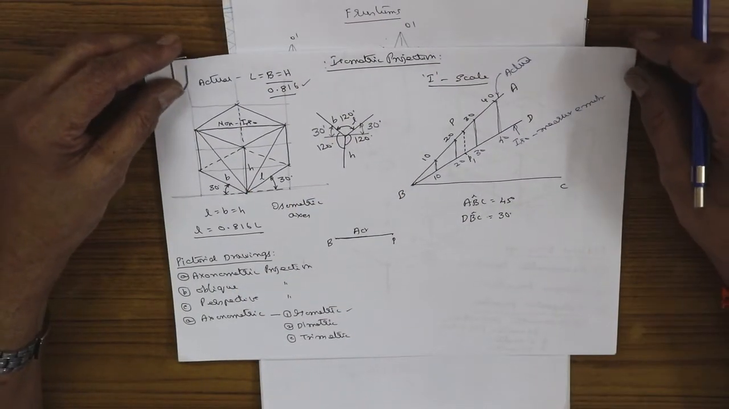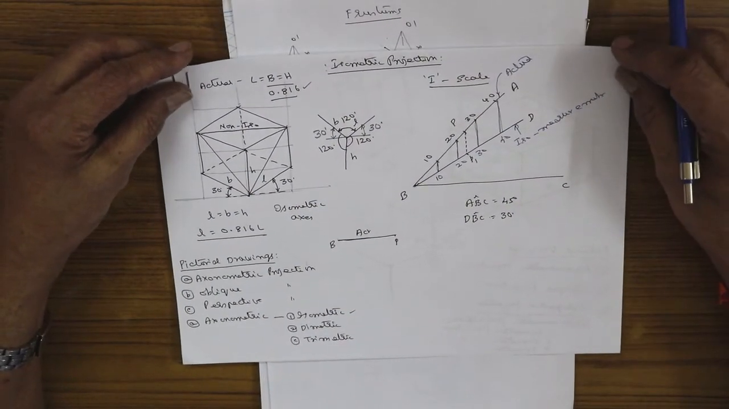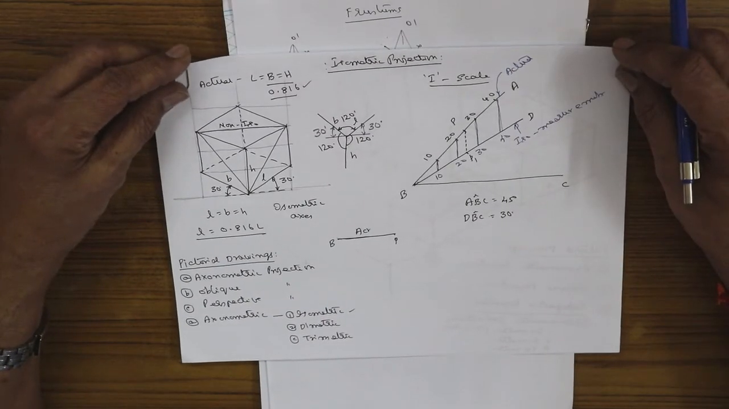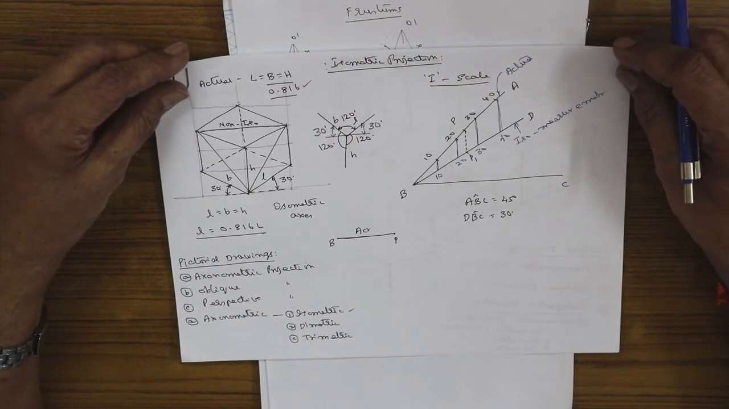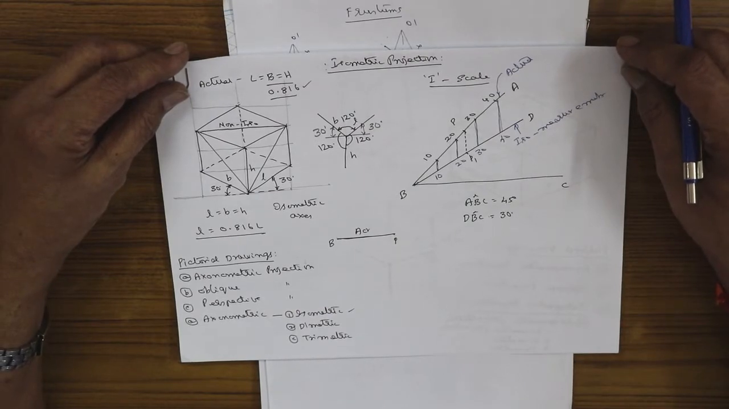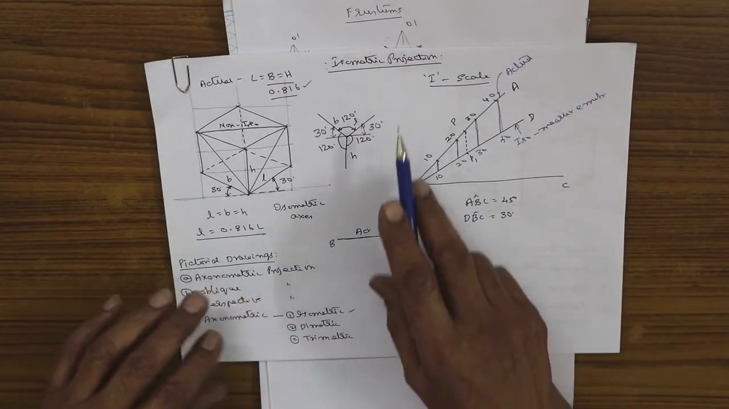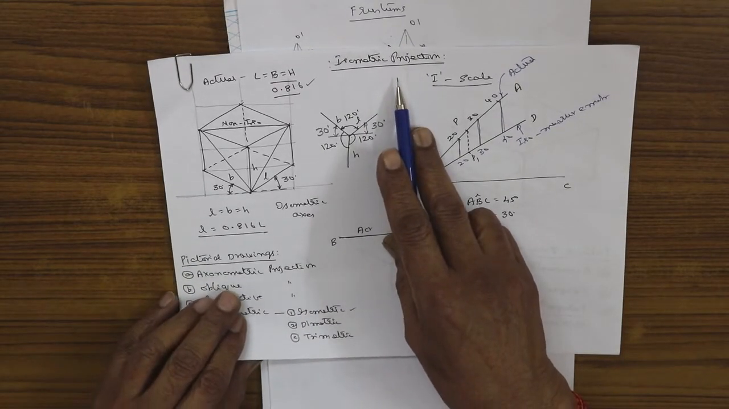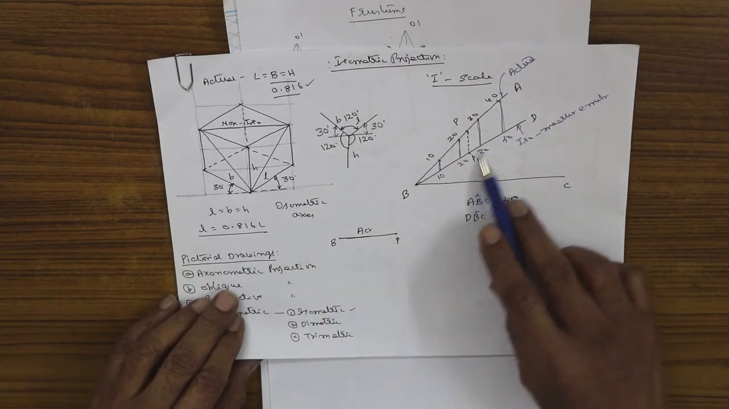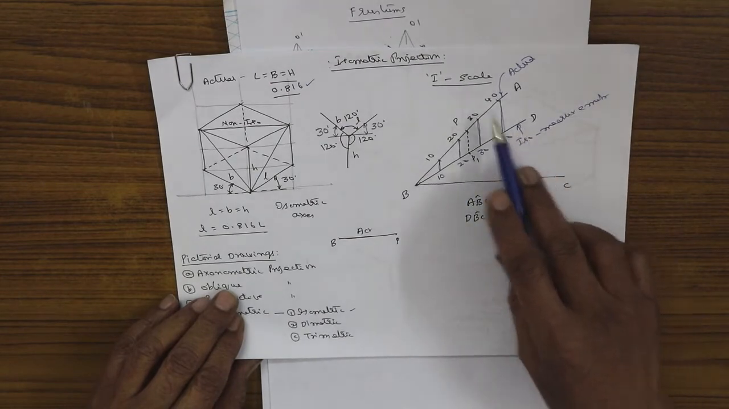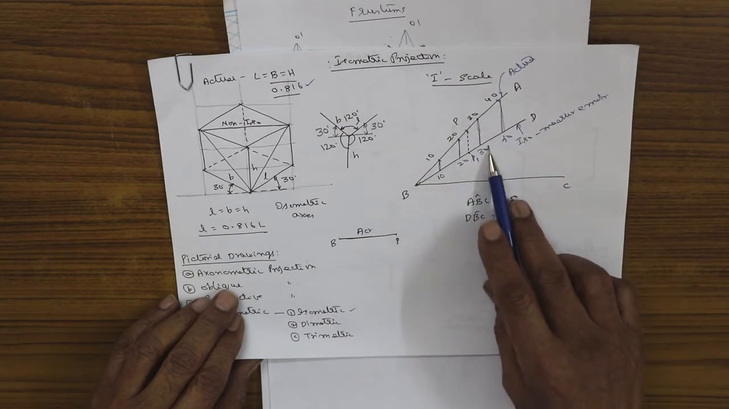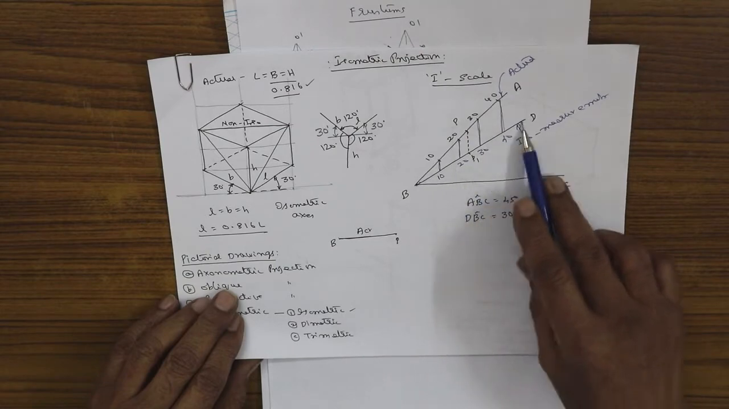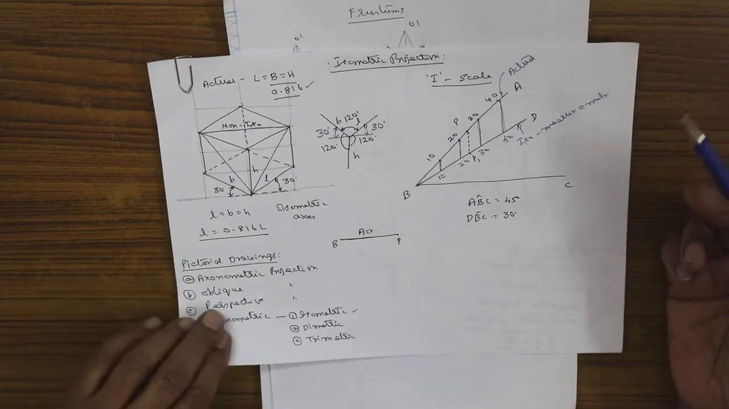Dear students, before I proceed to solve the problems on isometric projection, I'd like to review what I did in the previous class, giving you the complete introduction of isometric projection. I explained the principle involved in isometric projection, and the isometric scale, how to convert the actual dimension to isometric dimension. With the isometric dimension, you have to prepare the isometric answers.